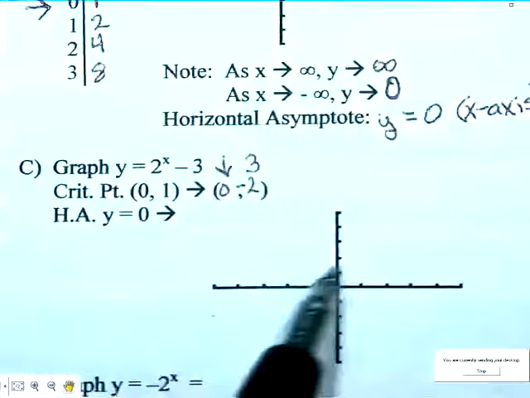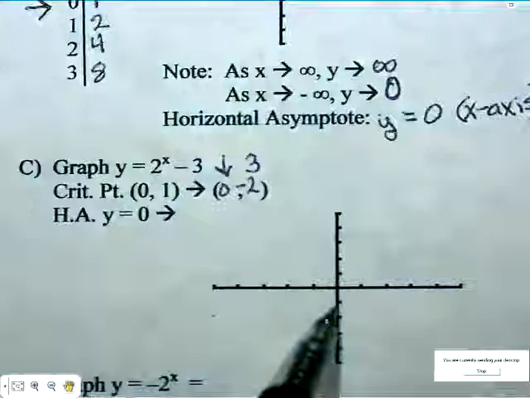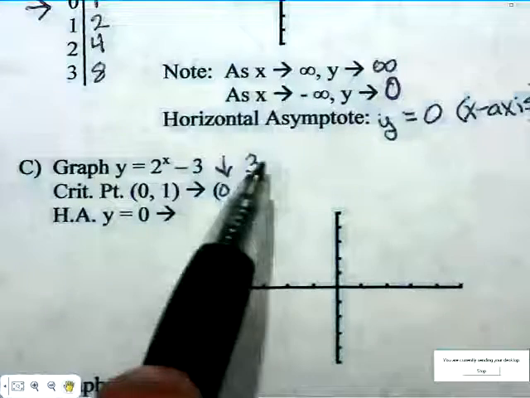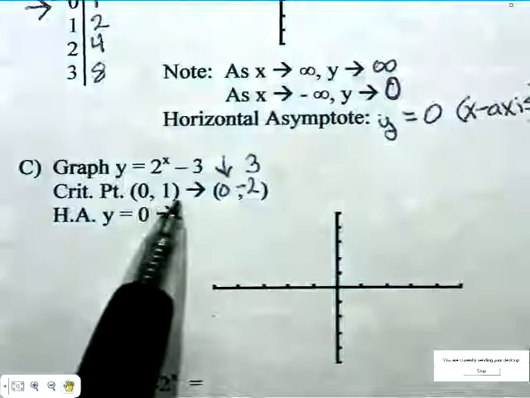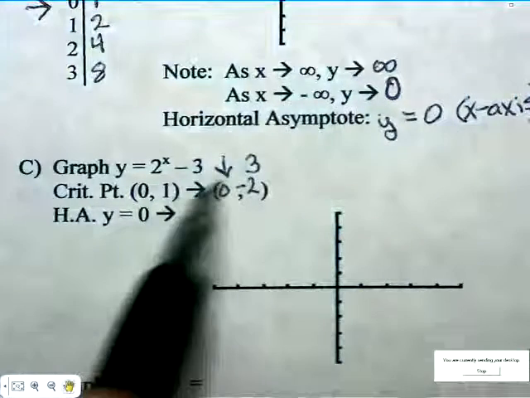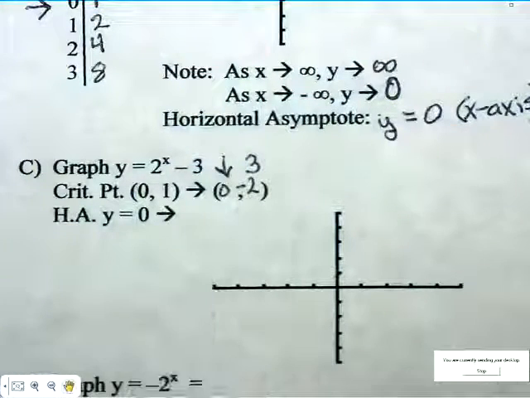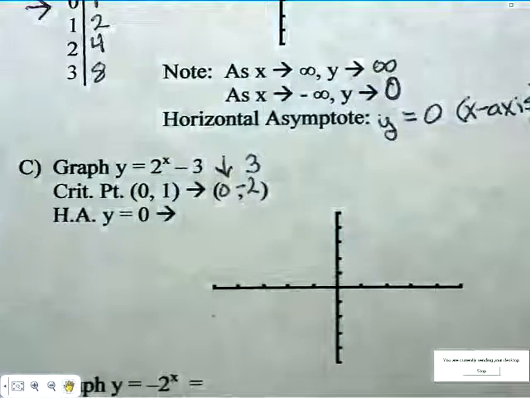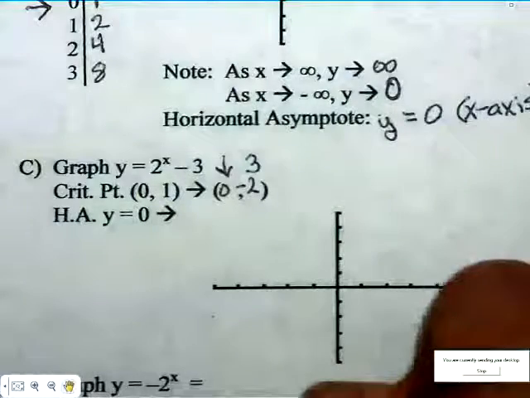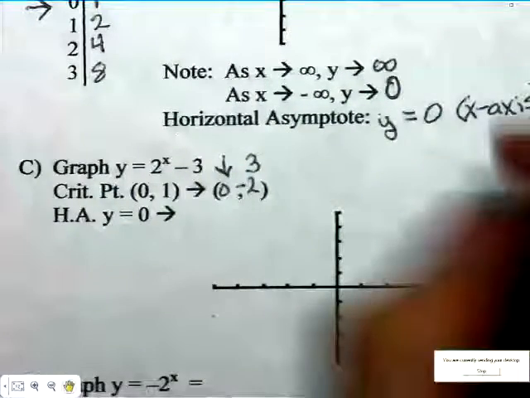You could put your pen on the old critical point and then count down 3, or you could say a vertical shift is going to change the y-coordinate. Just subtract the 3 from the 1, and you get negative 2. So here's our new critical point, 0, negative 2.